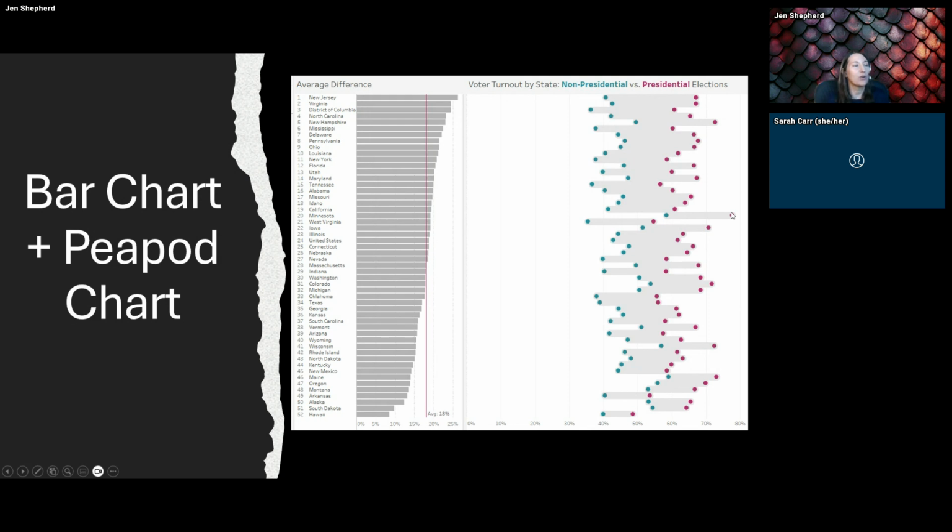So I thought this told both the story of the differential, but also kind of giving a general insight into election turnout in that state in presidential and non-presidential years. So peapods for the win.